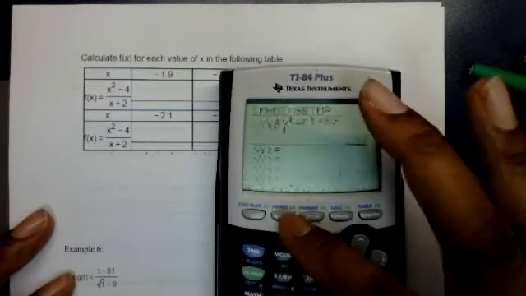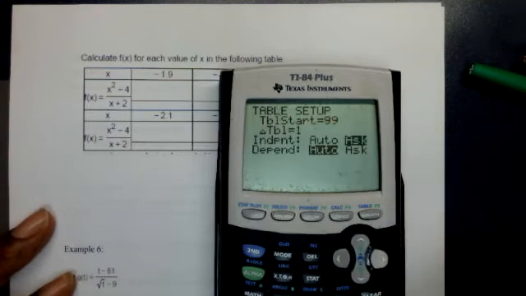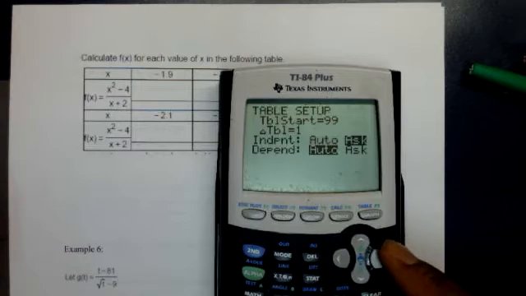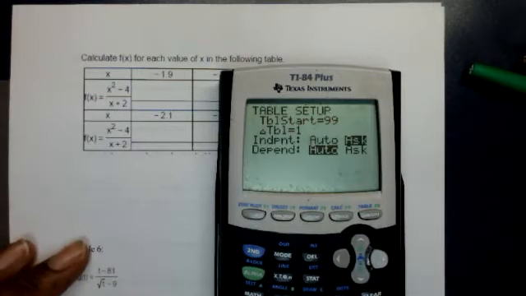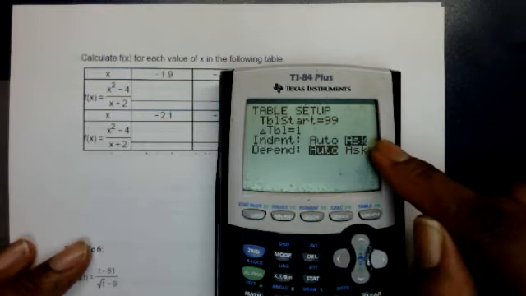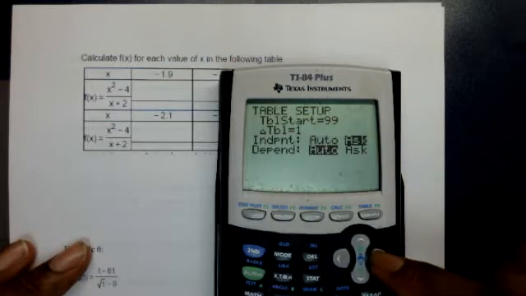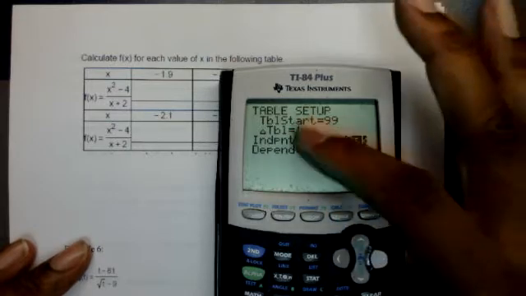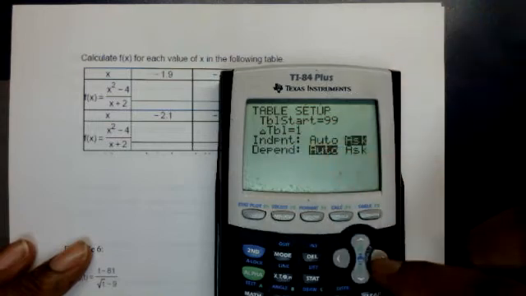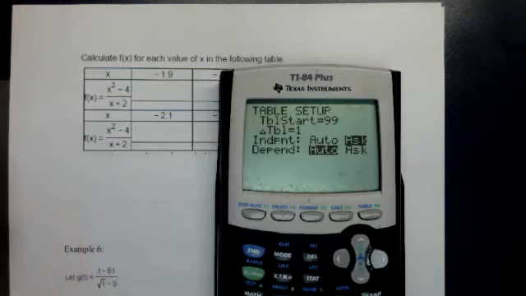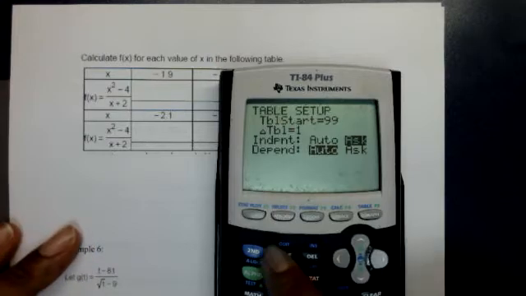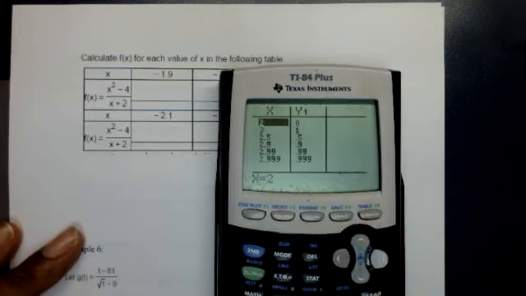Now this is what I'm going to do here. I'm going to go to second and window. Now, under independent, I'm going to ask for the value. I'm going to let the calculator ask me what x values I want to use, and it will give me what f of x is. So you want to make sure that the word ask is highlighted. If it's not, use the down arrow key, come down to independent, and then use your right arrow key to put the cursor over the word ask, and then hit enter. And then I'm gonna go to second graph to give me the table.